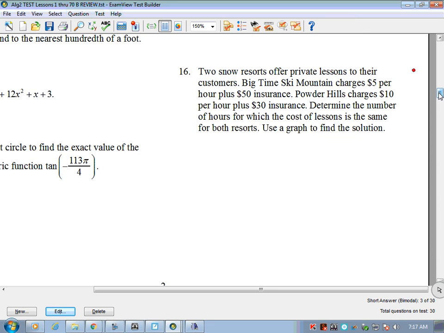16, 2 snow resorts offer private lessons to their customers. Big Time Ski Mountain charges $5 per hour plus $50 insurance. All right, so that's going to be 5x plus 50. Okay, Powder Hills charges $10 per hour plus $30 insurance. Determine the number of hours for which the cost of lessons is the same for both resorts. Use a graph to find the solution. You could do that. We're just going to find the solution for now.